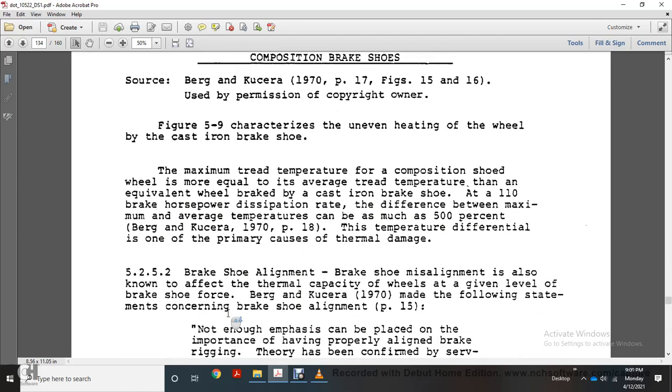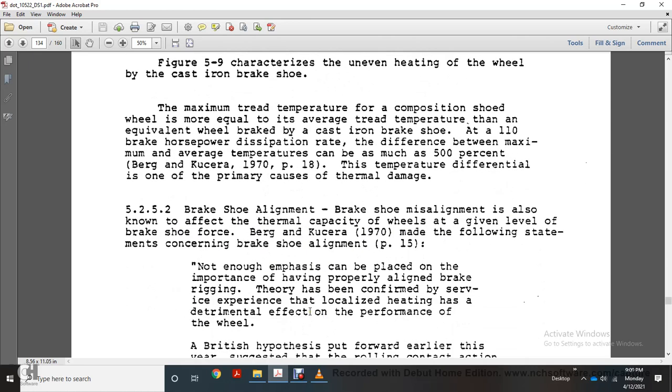Brake shoe alignment. Brake shoe misalignment also reduces the effective thermal capacity of the wheel. Berg and Curcia, 1970, made the following statement concerning brake shoe alignment, page 95: not enough emphasis can be placed on the importance of having properly aligned braking rigging. Theory is being confirmed by service experience. Localized heating has a detrimental effect on the performance of the wheel.